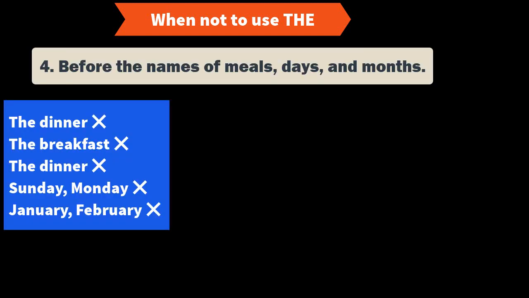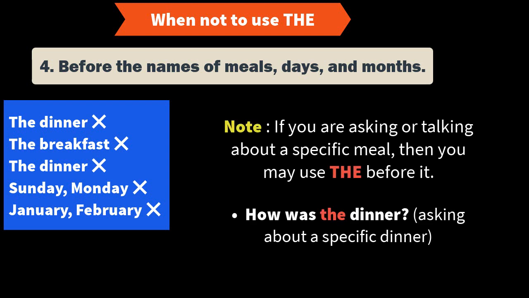Next rule. The cannot be used before the names of meals, right? The dinner, the breakfast, the lunch. We don't say that, right? I'm having breakfast. I'm gonna have dinner. I am having lunch, right? You don't say I'm having the breakfast, I'm having the lunch, I'm having the dinner, okay?